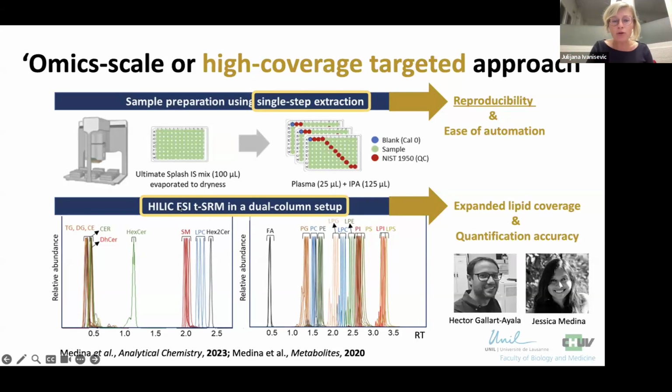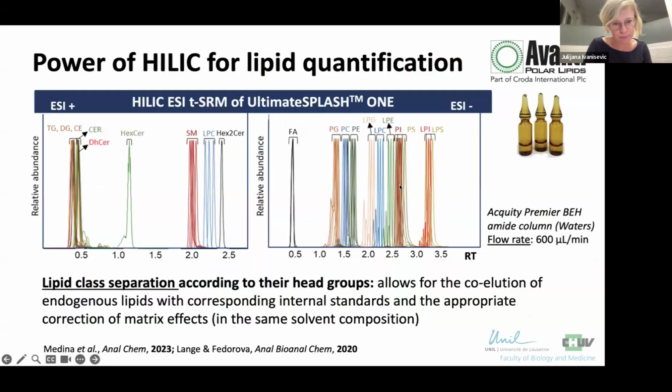And then for the lipid quantification, we decided to go ahead with a high-performance liquid chromatography method coupled to tandem mass spectrometry. In this case, the timed selected reaction monitoring, which corresponds to MRM, or multiple reaction monitoring, and this in a dual column setup that I will explain in more detail later on. So our main idea here was to expand the lipid coverage as much as possible, even for those lipids for which we lack the sensitivity, at least with the shotgun approaches, and then also to further improve the quantification accuracy.